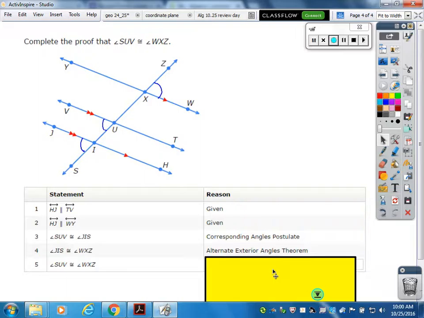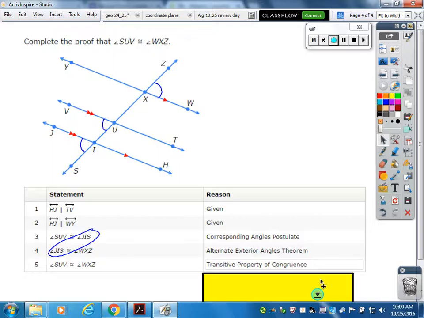And lastly, you may have seen the link already. Angle SUV must be congruent with angle WXZ. Because of that link right there, the transitive property of congruence. And notice in this example there was no converse of any of the postulates because we weren't attempting to prove that the lines were parallel. We were told that the lines are parallel.